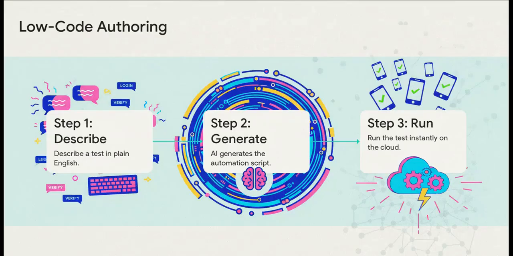The AI doesn't just fix tests, it helps you write them from scratch, way faster with something called low-code authoring. You can literally just describe what you want to test in plain English. Something like, log in with a valid user and make sure the dashboard shows up. And the AI just generates the real automation script for you. It's a massive shortcut for the entire team.